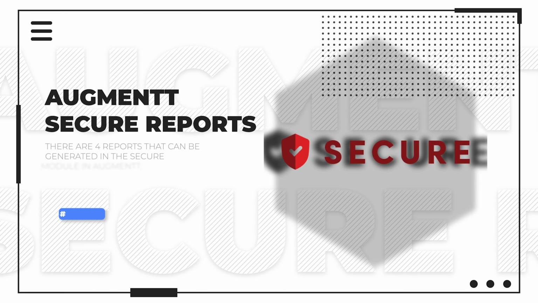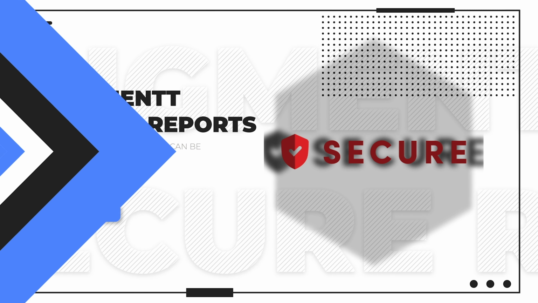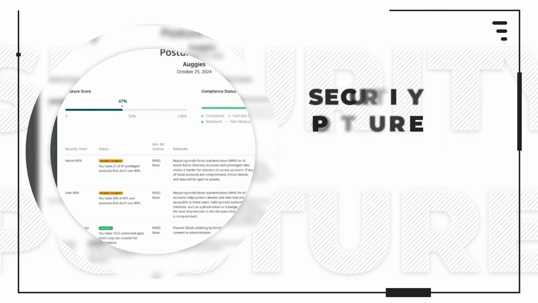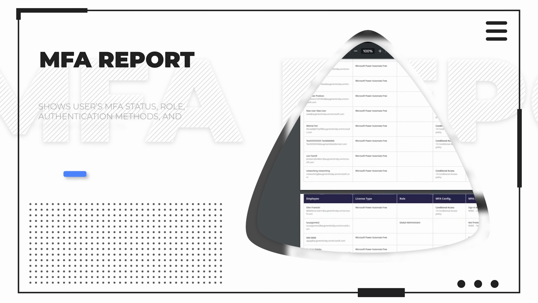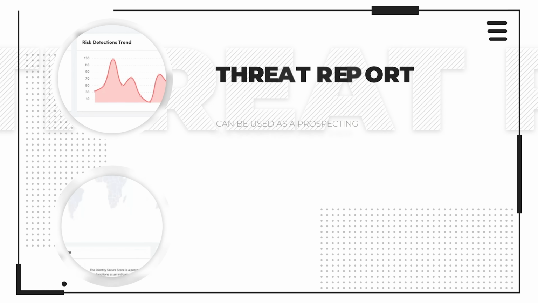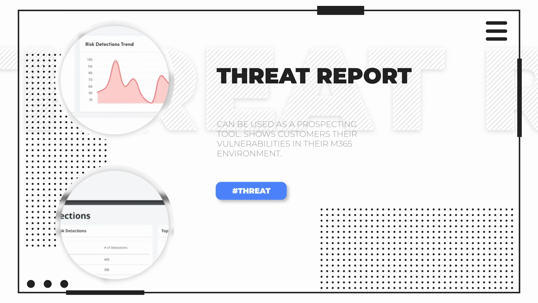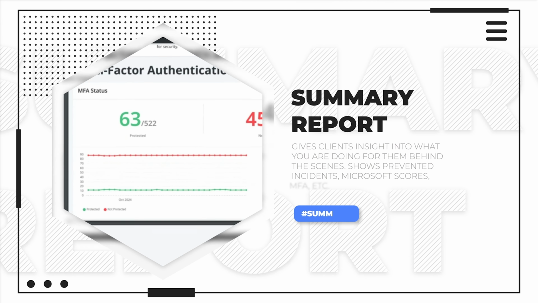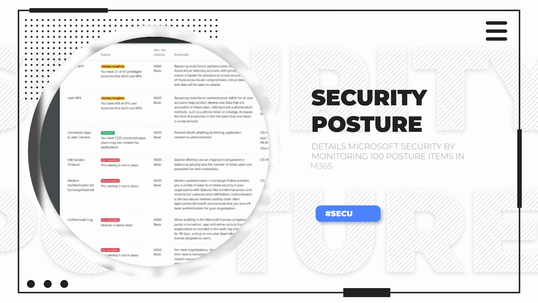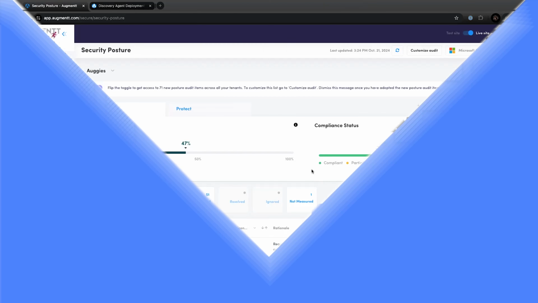There are 4 reports that can be generated within the Secure module in Augmentt. You have the security posture, the MFA report, the threat report, and the summary report. In this training series, we're going to go over each report in depth. So let's get started with the security posture.